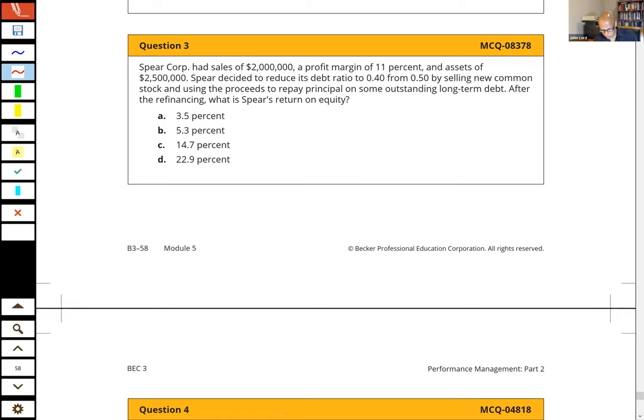I'll give you a little more time with this one, since there's a couple of calculations and connections you need to make to be able to answer this.